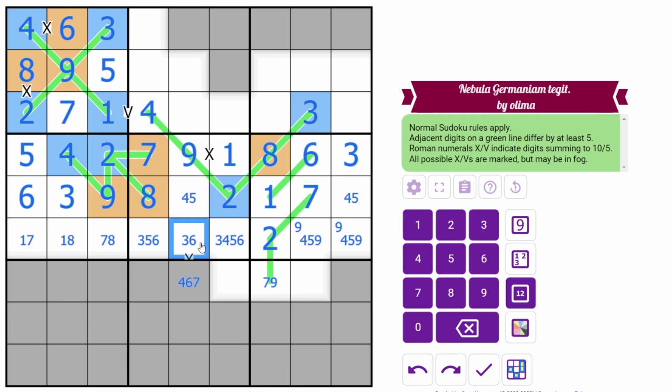And this cannot be 6 because 4 is here and here. So the moment you put 4, 6, one of this will be 4. And that is, so this must be 3 and this is 7. Okay, that gives us this 9.